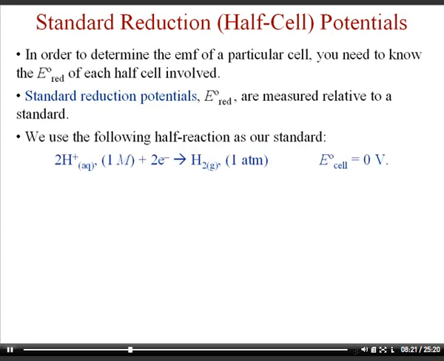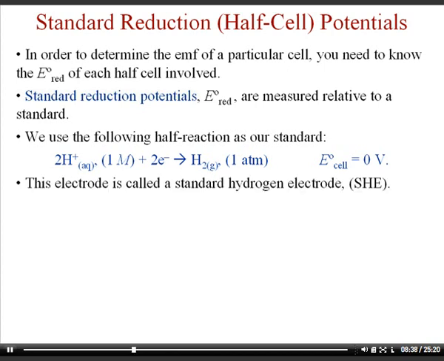And the following half reaction has been picked. It's the hydrogen ion turning into hydrogen gas at 1 atmosphere of pressure, and the concentration of the hydrogen ions is 1 molar. And they came up with that standard, and they said, okay, we're going to call this half reaction E naught of the cell is going to be 0 volts.